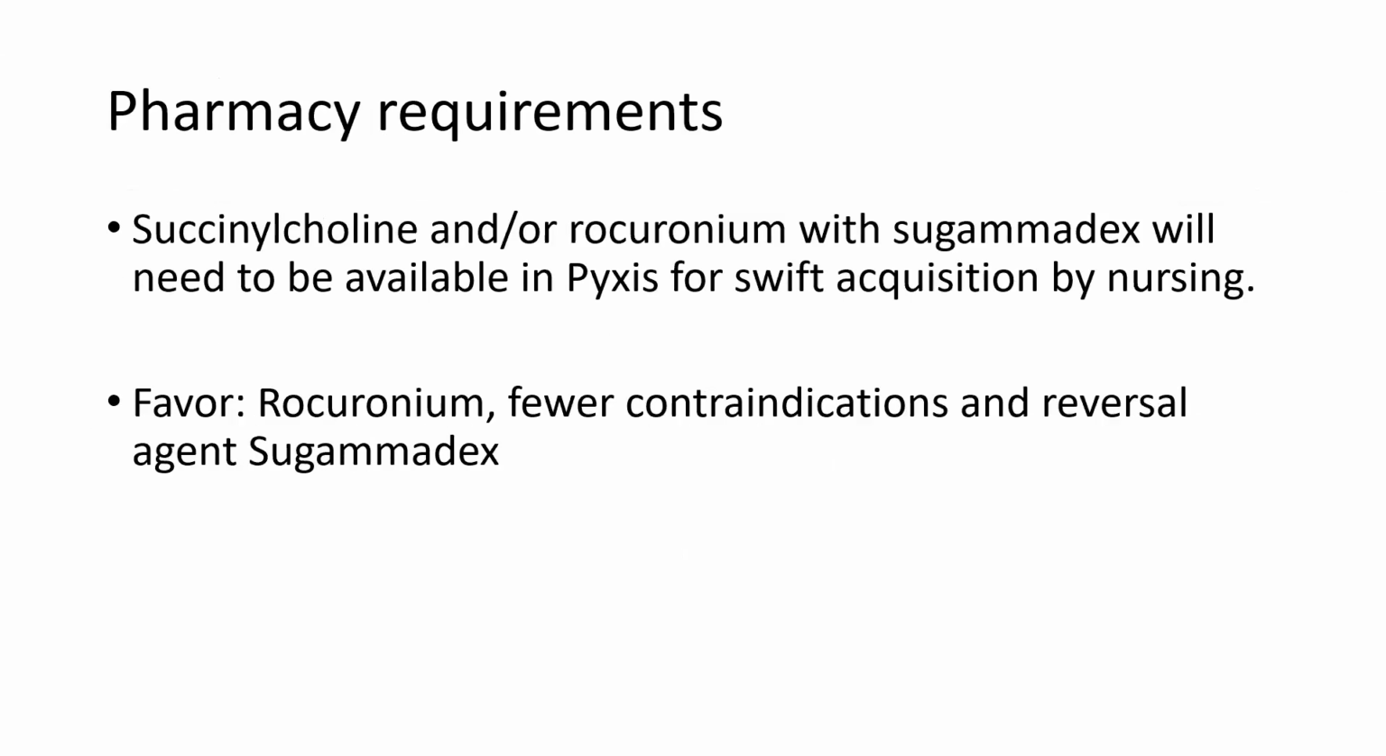From a pharmacy standpoint, we have these two paralytics available, both succinylcholine and rocuronium. What we're working to ensure is in the Pyxis is rocuronium. The reason is there are fewer contraindications to rocuronium than succinylcholine, and so if we're picking one, the one with fewer contraindications is the one that we're choosing to have present within the Pyxis.